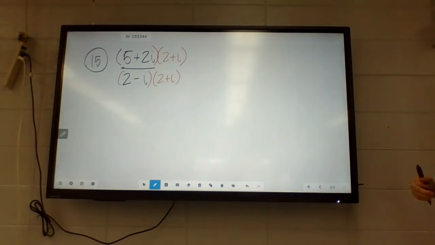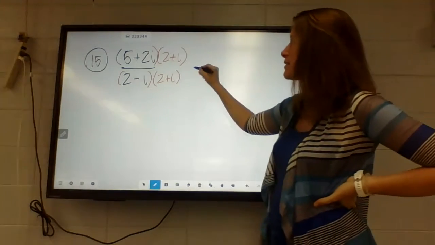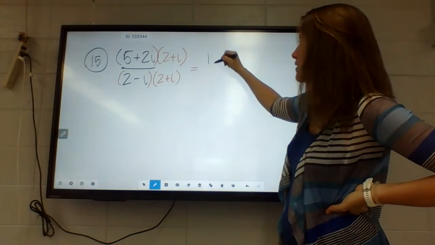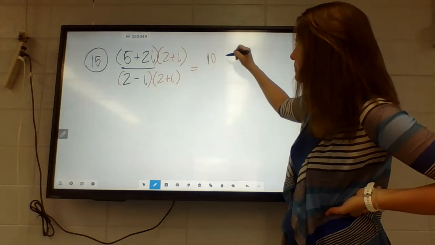Whatever I do to the bottom, I have to do to the top. So I'm trying to simplify the bottom. I don't really care about the top in terms of what's up there, but I'm going to end up having to simplify that as well. So I have the FOIL up here.